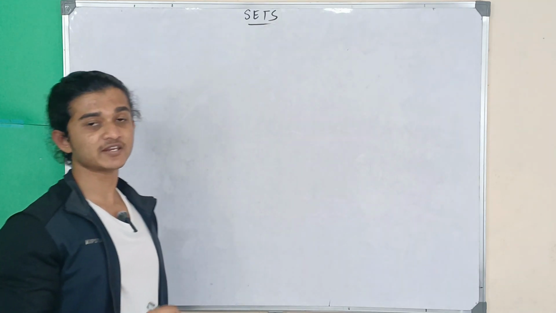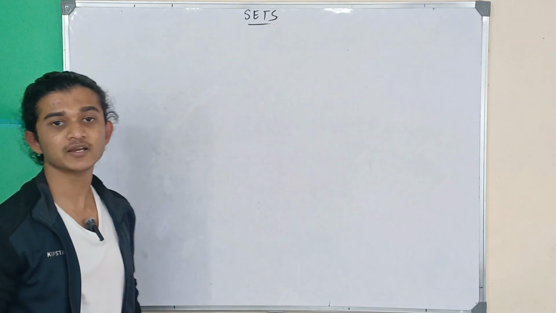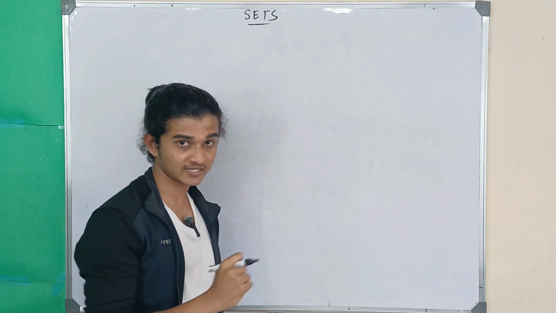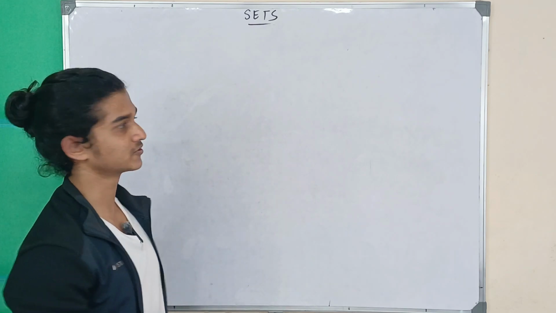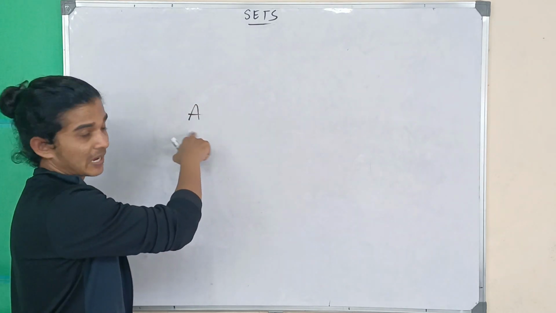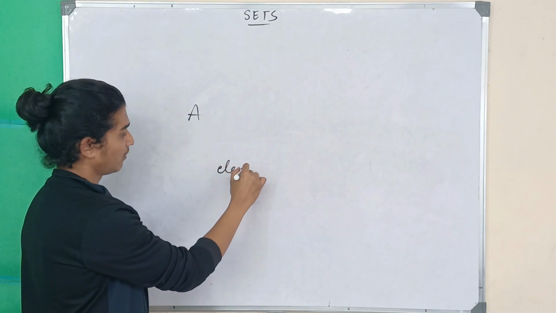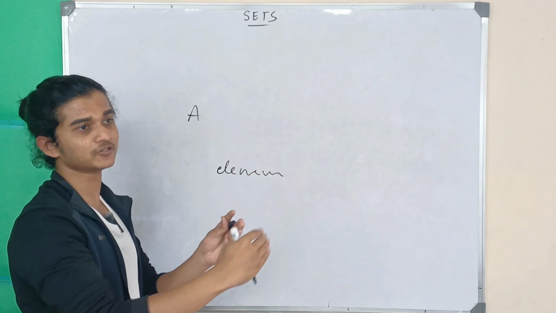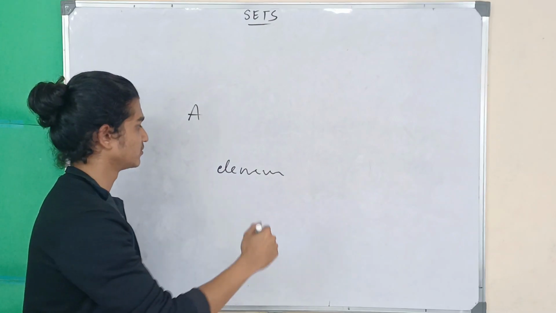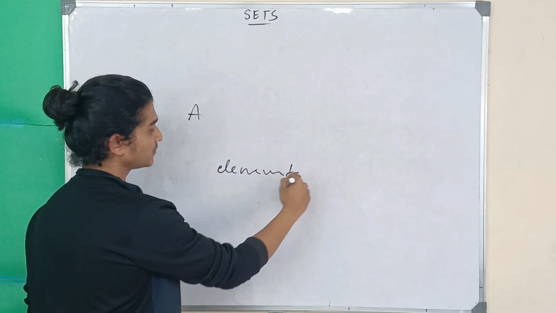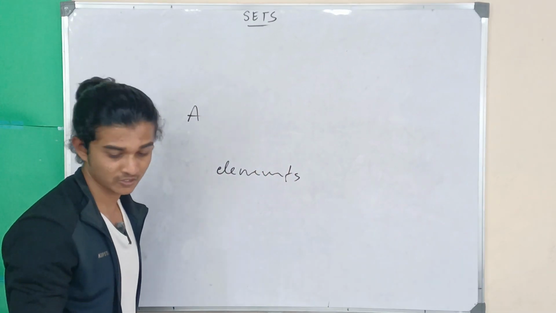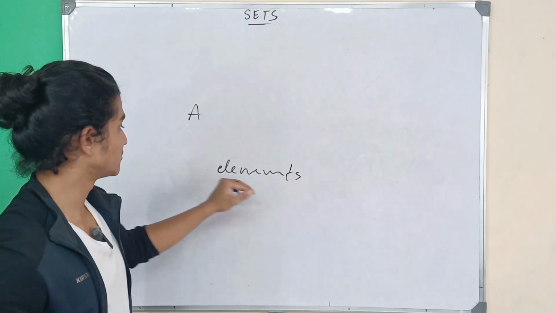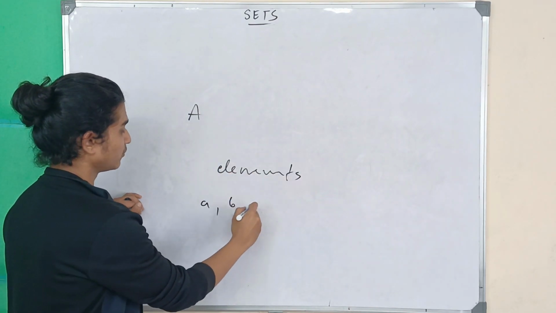So now let us see how we can represent sets. Sets are normally denoted by capital letters, and the elements inside the sets are denoted using small letters. Like if you say the planets, Mercury, Jupiter, you can use small letters to denote those. Those are called elements. So capital letters denote the set, and small letters denote the elements.